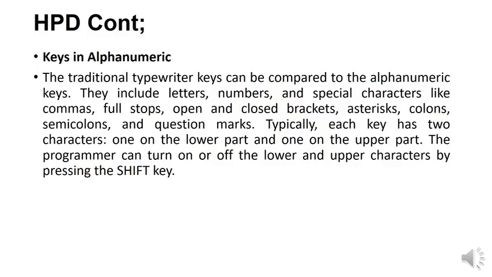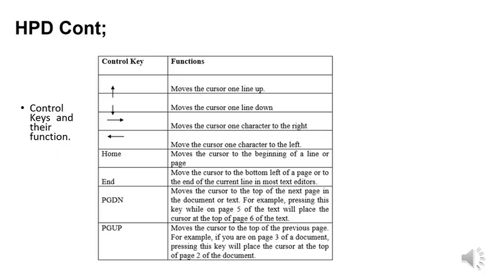If you want to get the lower casing of F or the upper casing of F, you have to press shift, if you are not using caps lock. If you use caps lock, that means all the keys that you will be pressing will come out in upper casing.